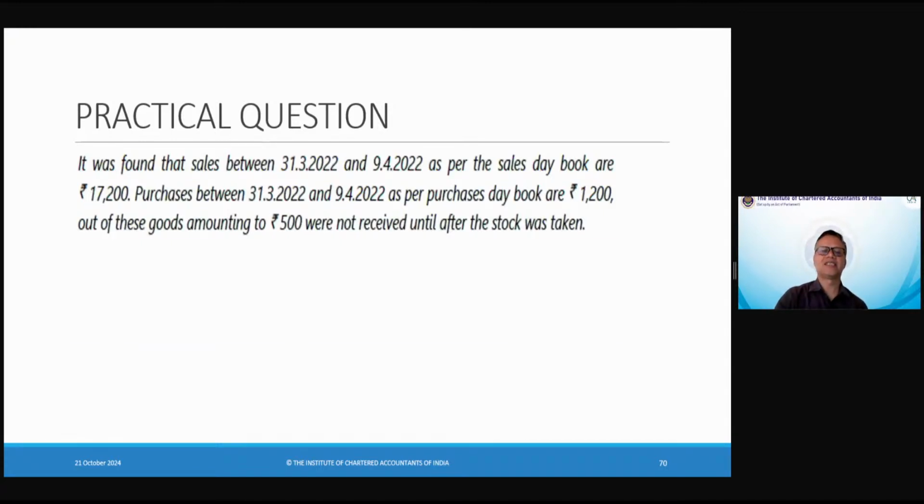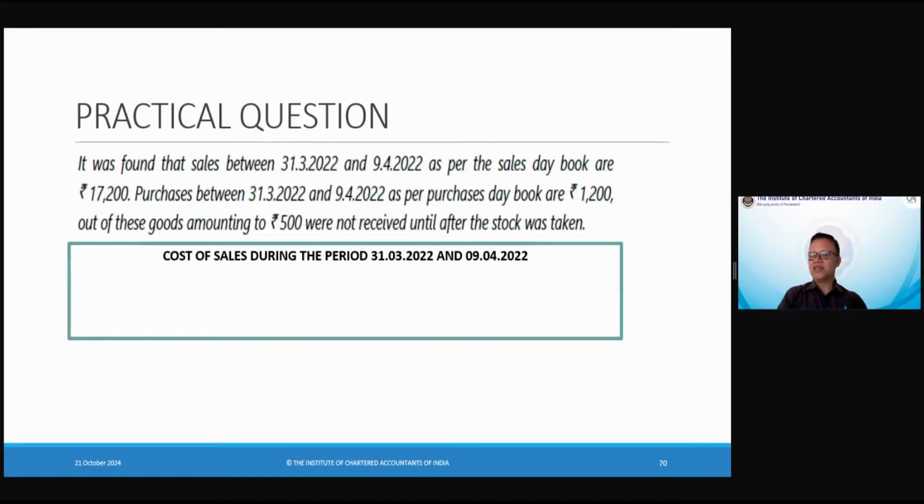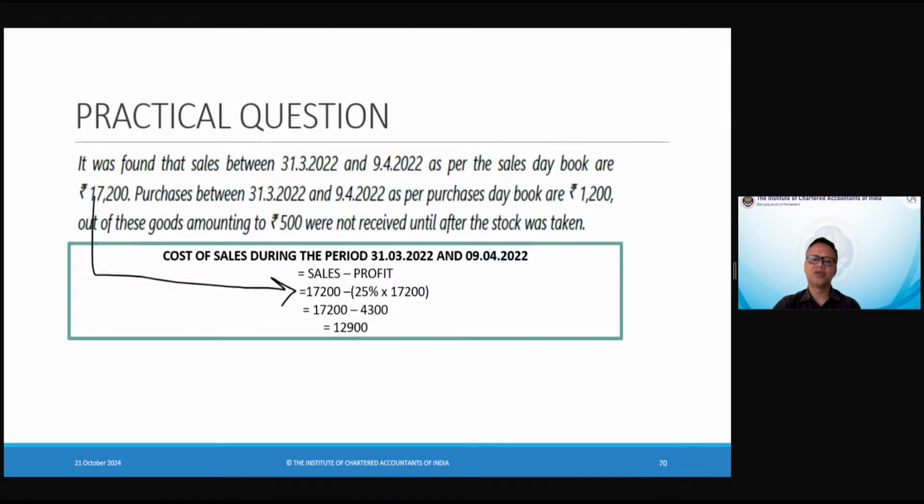Now let us analyze this. What is happening is we have to find the cost of sales during the period of 31st March 2022 to 9th April 2022. So sales minus profit. So sales is 17,200 minus your 25% is the profit on the sales. So you got the 17,200 figure and you get 12,900.